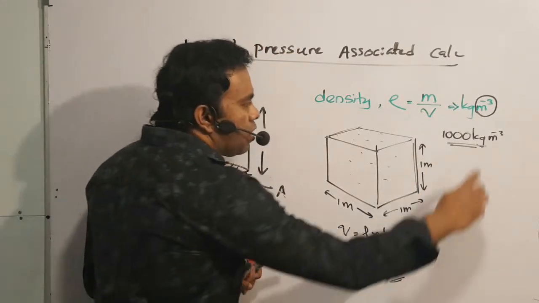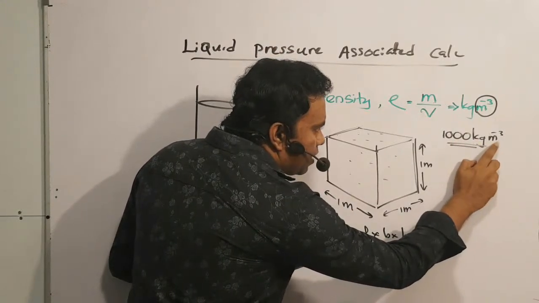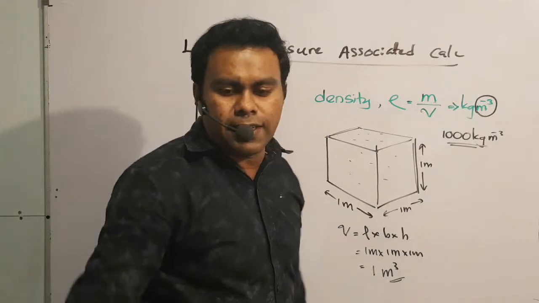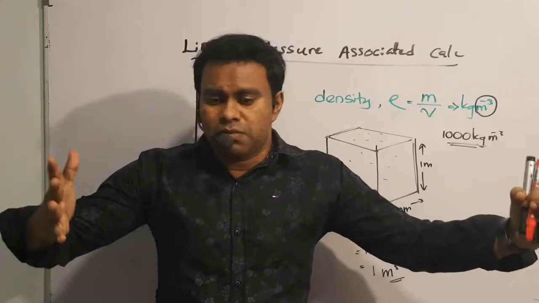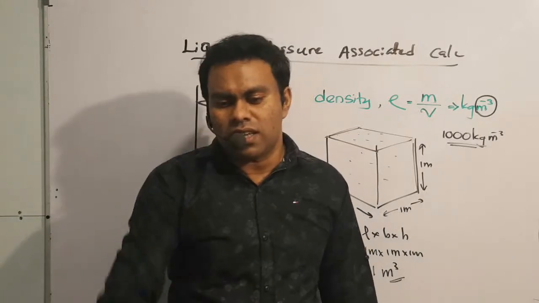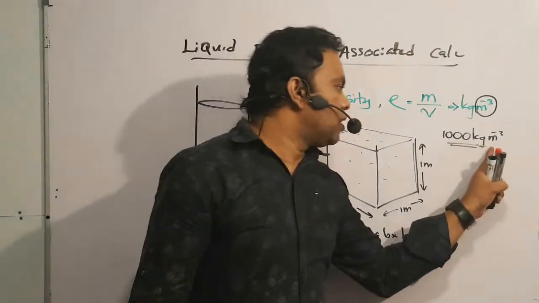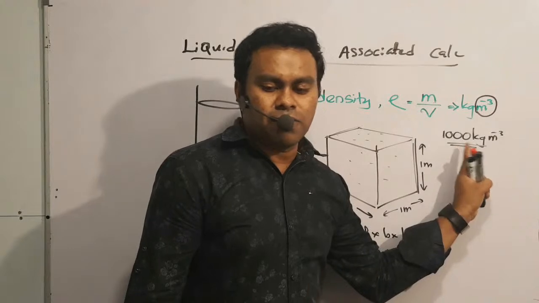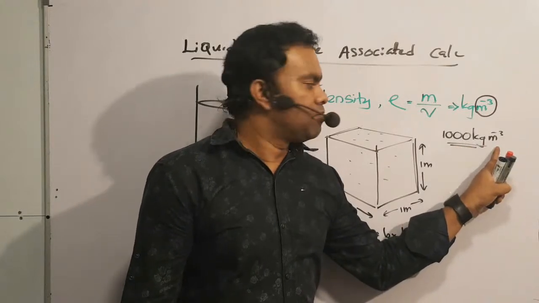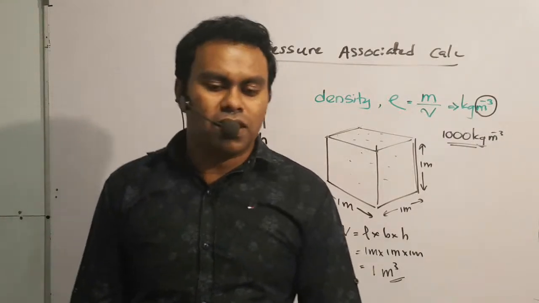Look at this. Water, its density is 1000 kilograms per cubic meter. 1 cubic meter means 1000 kilograms. 5 cubic meter means 5000 kilograms.